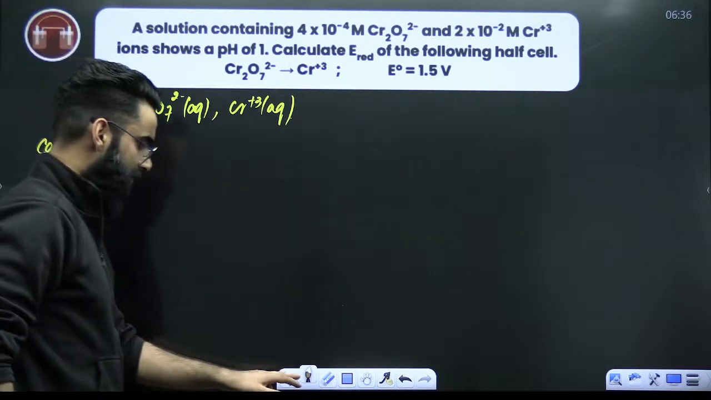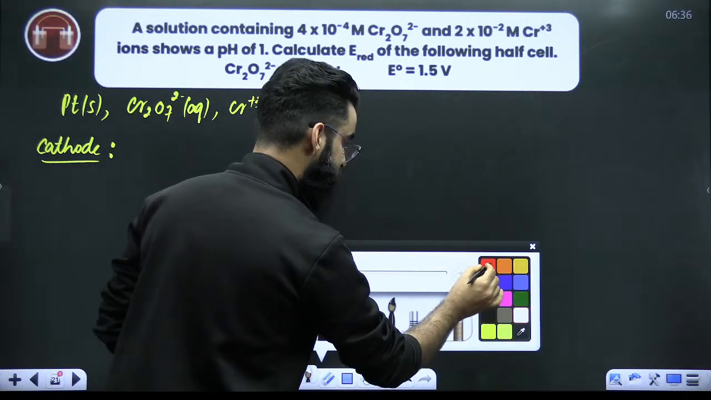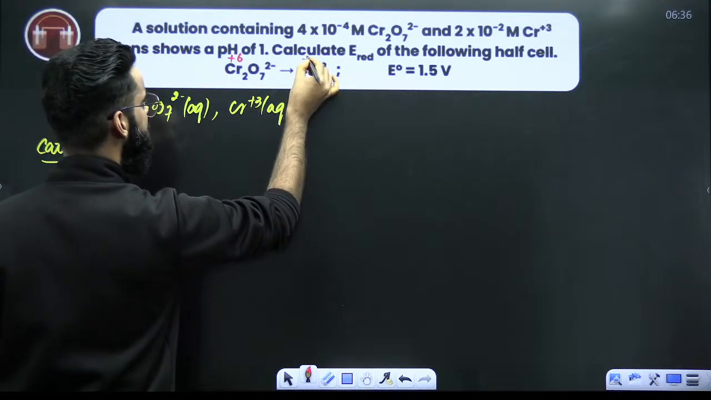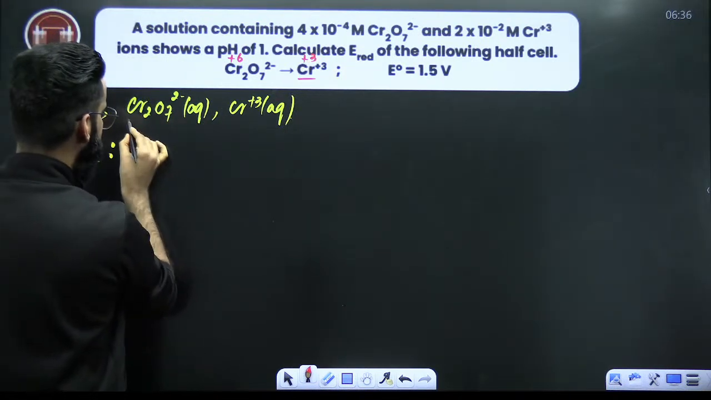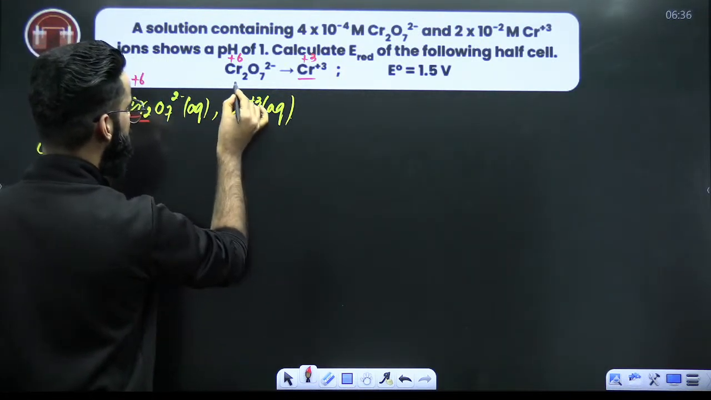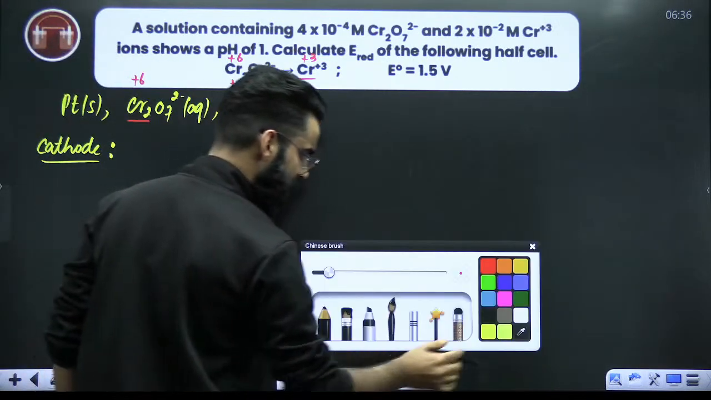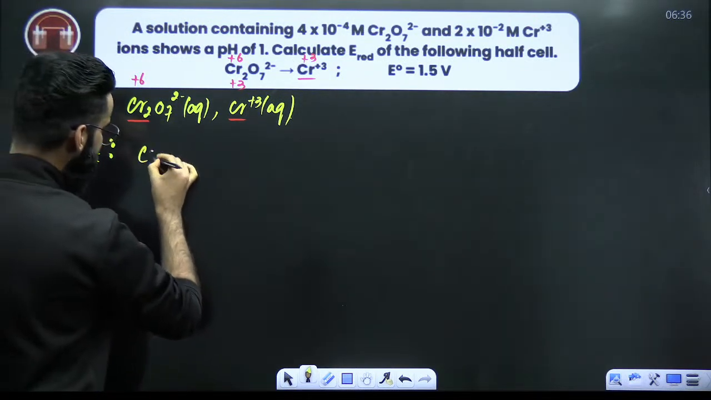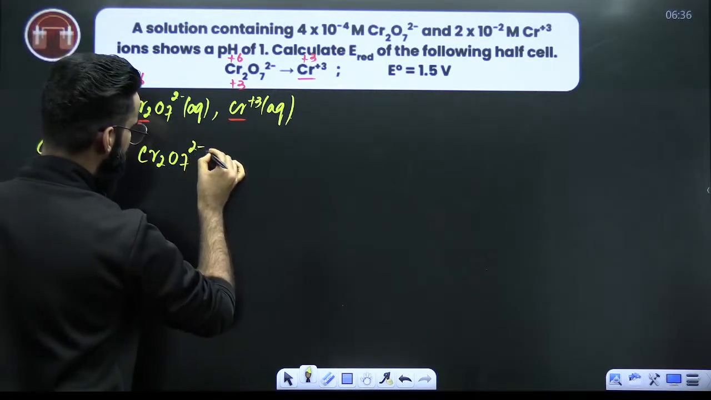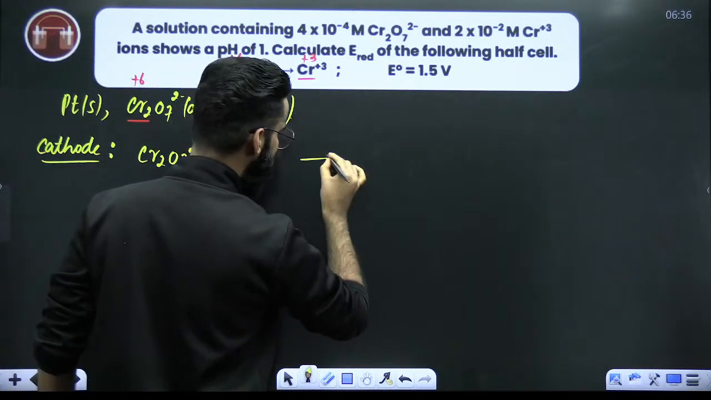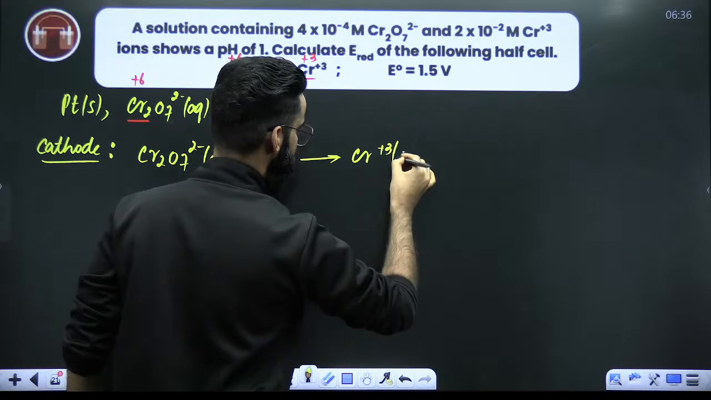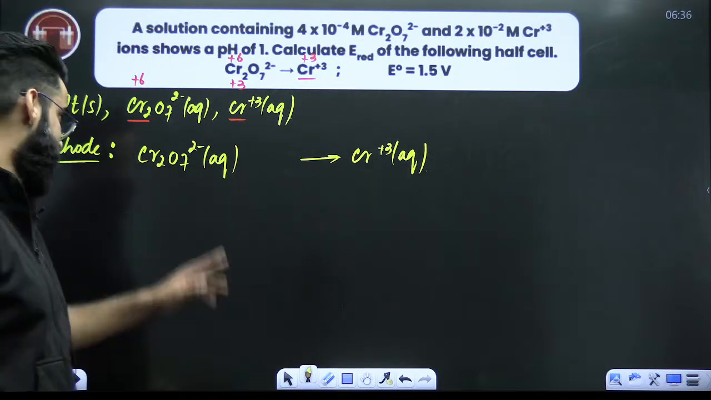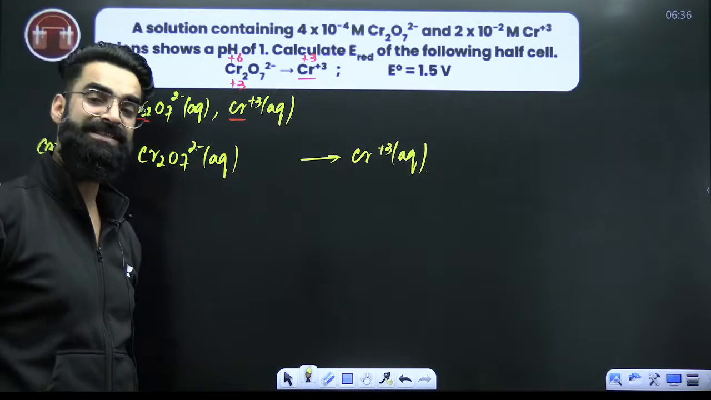Now, try to understand. What is the oxidation state of chromium here? It is +6. Oxidation state of chromium here, it's +3. So +6 to +3, a decrease in the oxidation state. Decrease means reduction, and I have to write the reduction reaction only. So basically, Cr2O7 dinegative, aqueous, has to get converted into Cr tripositive aqueous, then only I can represent reduction. Because reduction means decrease in the oxidation state.